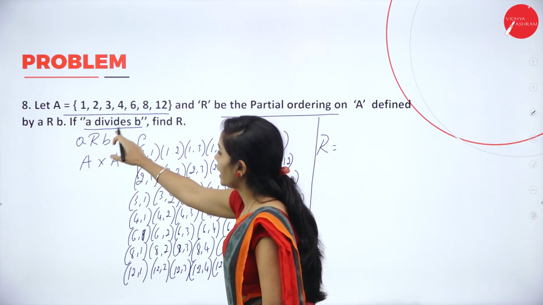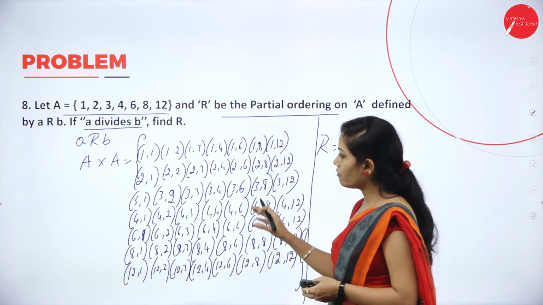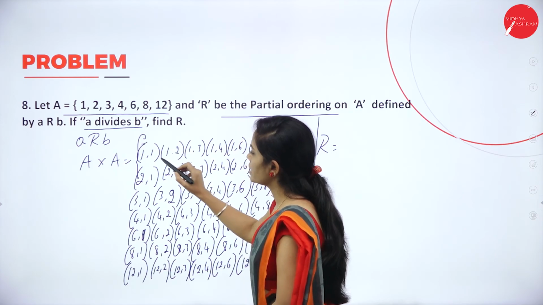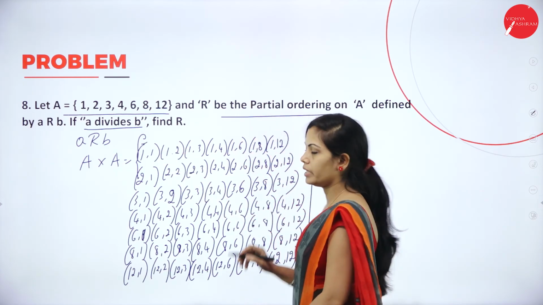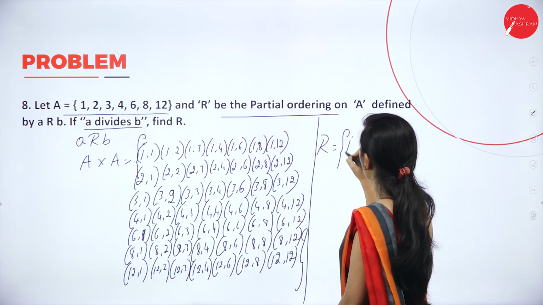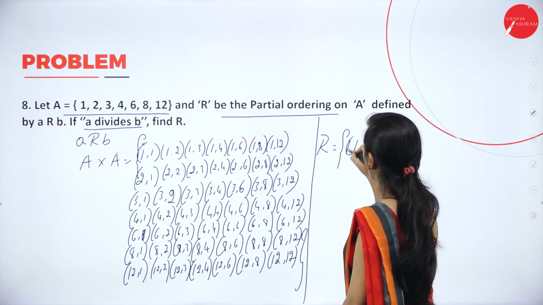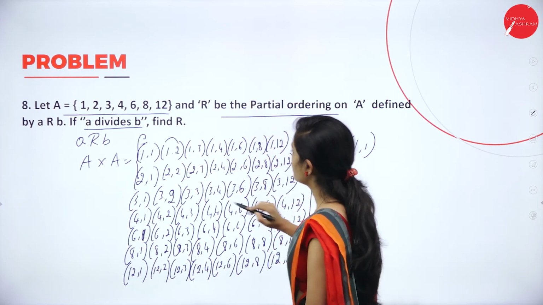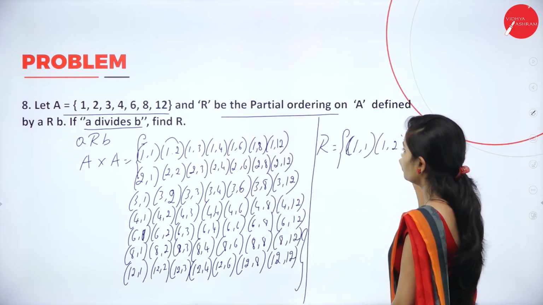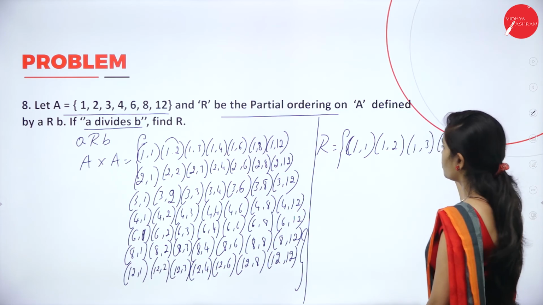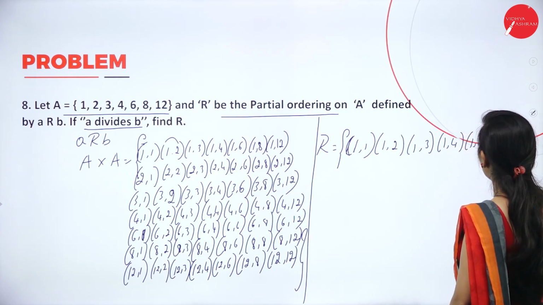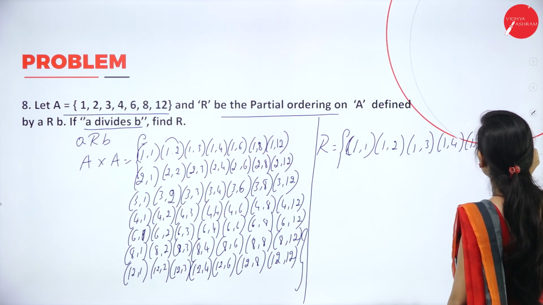So, the question is a divides b. Your a value should divide the b value. So, 1 is divided by 1 only. So, I will write (1,1). So, a divides b, and 1 can divide 2 also: (1,2), and 1 can divide 3, 1 divides 4, (1,6), (1,8) and (1,12).